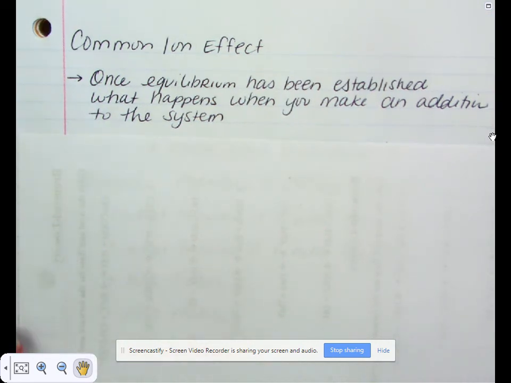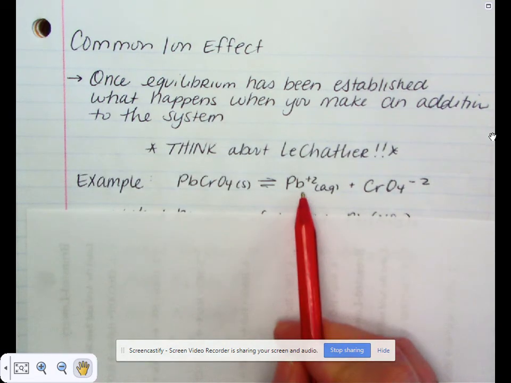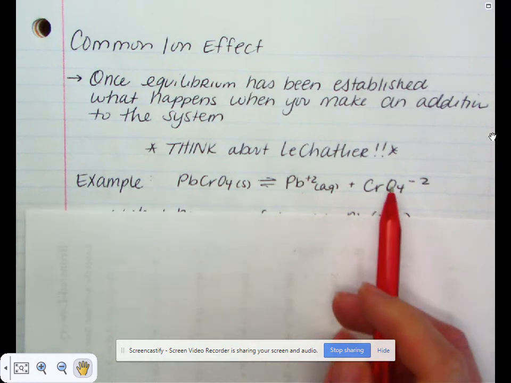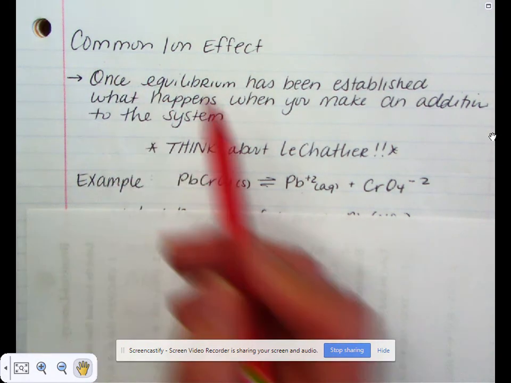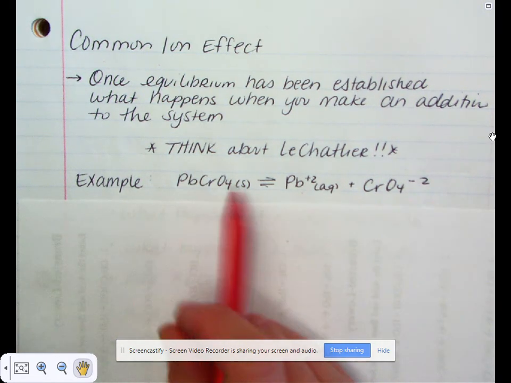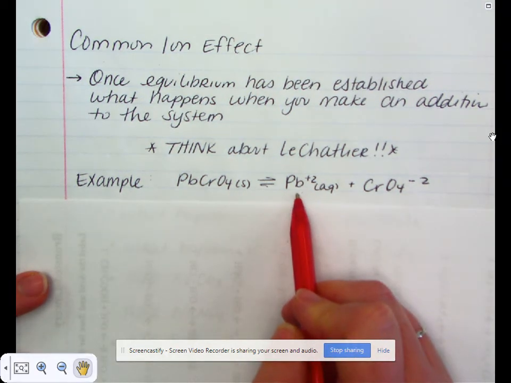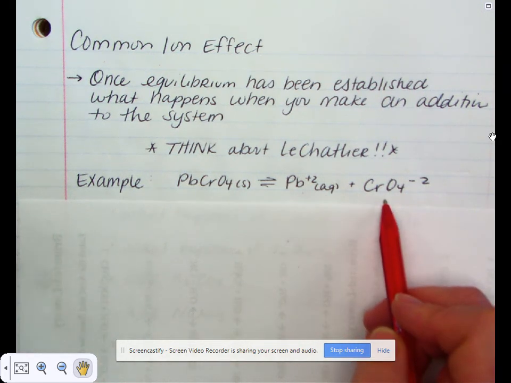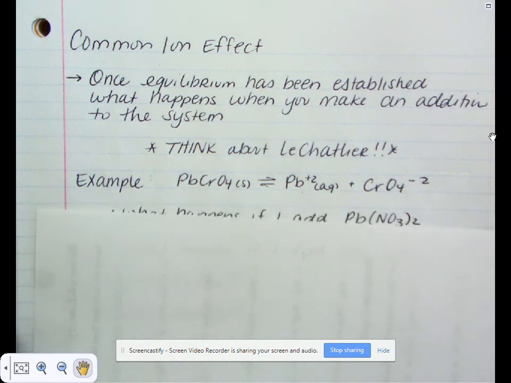which seems exactly like Le Chatelier. The only difference here is we're not necessarily adding just ions. We could be adding other substances that contain those ions. That's where you get this name, common ion effect. So this is my system that is at equilibrium. We've got a solid PbCrO4, and we have Pb plus 2 ion and CrO4 minus 2 ion. Okay, so we're going to make a couple additions, and we're going to see what happens.